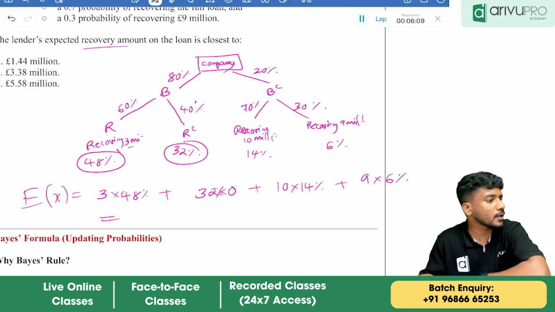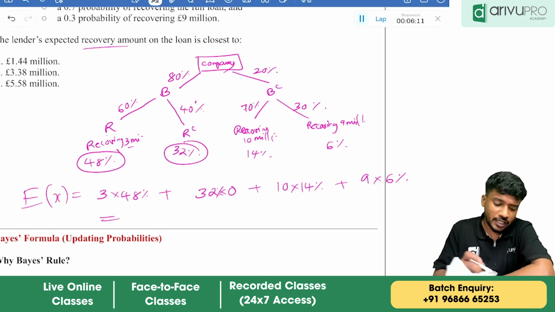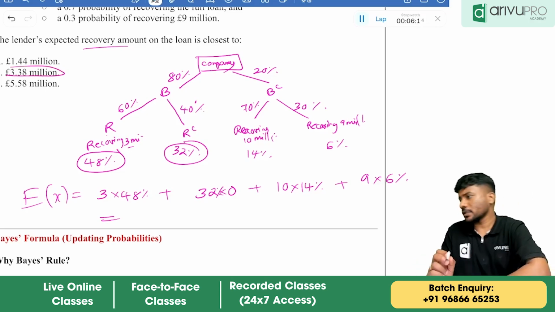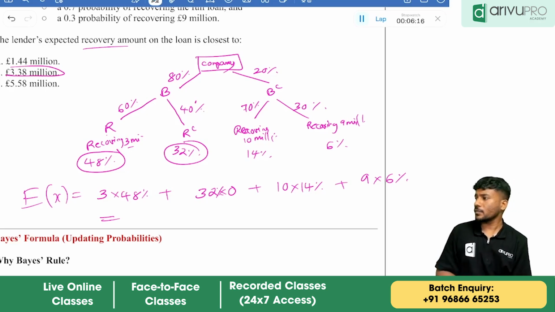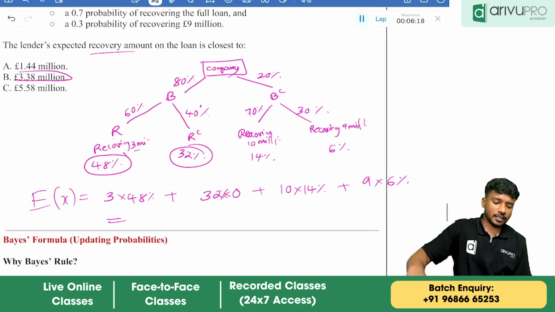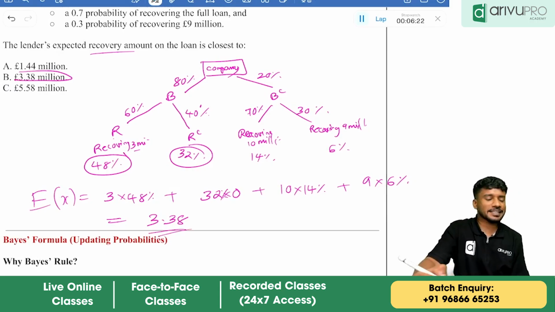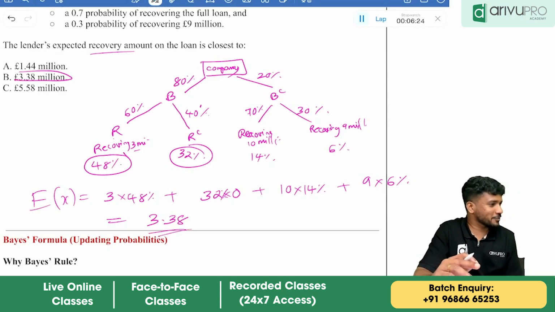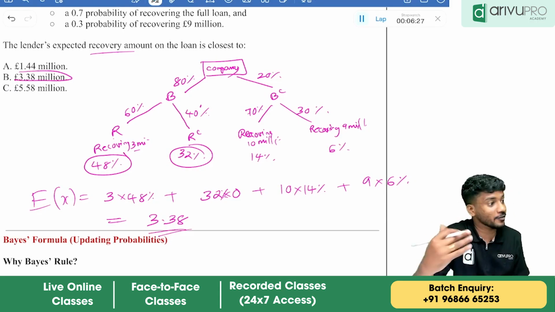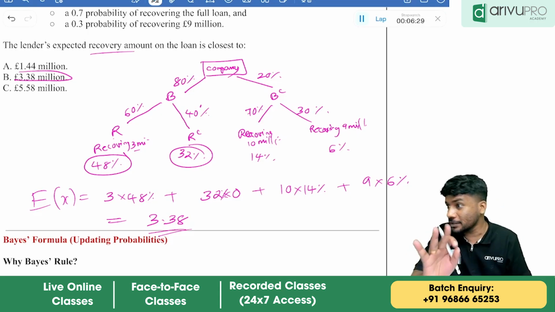How much is the answer you are getting? 3.38. Sheikh, you got it as 3.38? Yes. So that's how you do this type of question. If you don't know this tree, we need to use many formulas for this. Here we just use one of the formulas we already studied, the expected return formula.